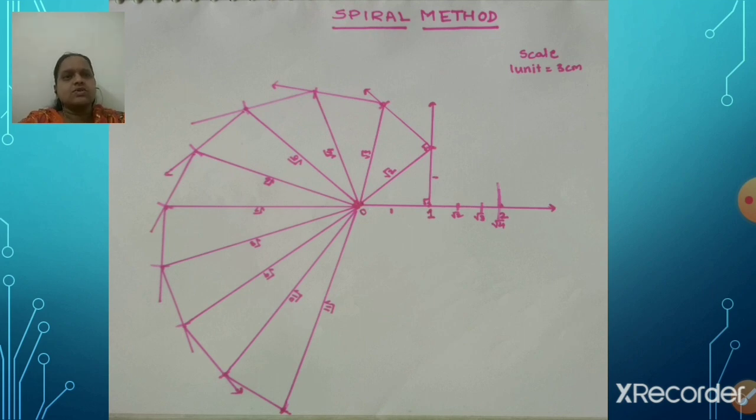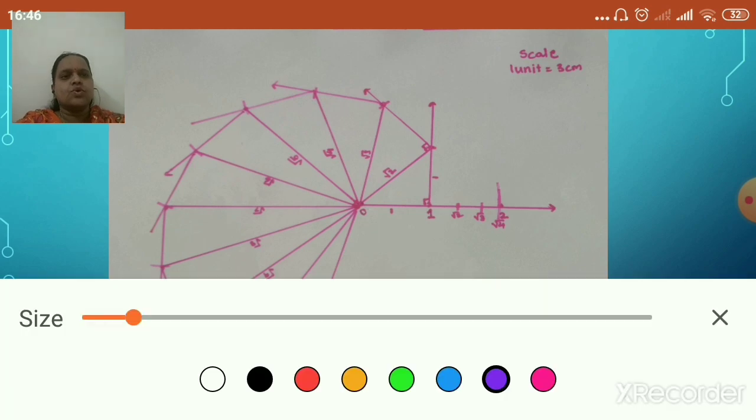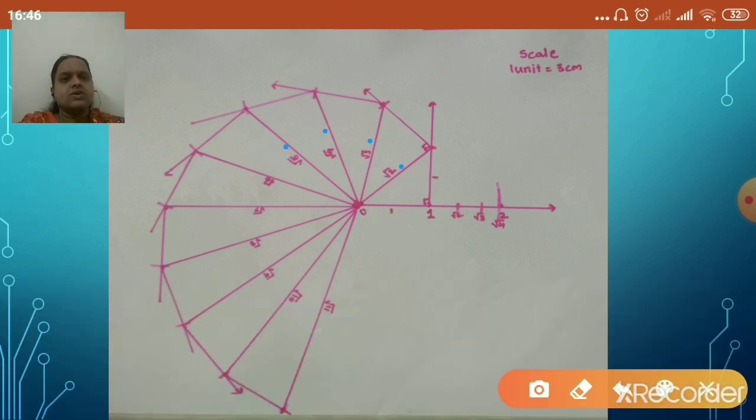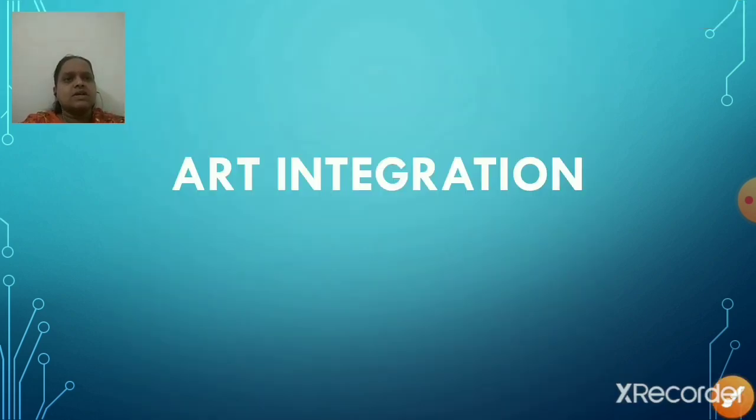So if you go on continuing the same method, you will get a nice spiral. So you can see over here root 2, root 3, root 4 and so on. Is it correct? The same way you can try yourself till root 15 also. Okay. Now the next point we will see over here is art integration. Now, what is art integration? Our mathematical concept we will correlate with our art subject.